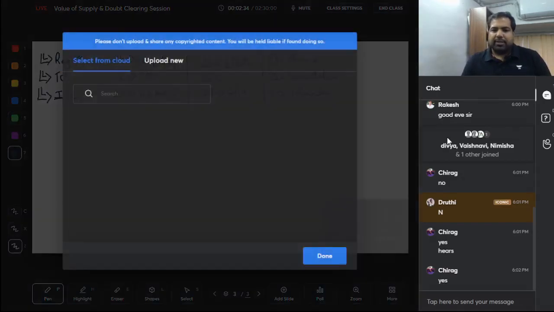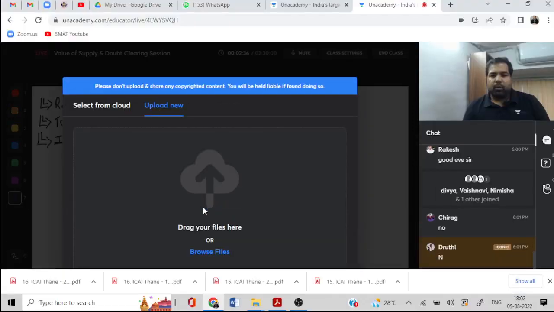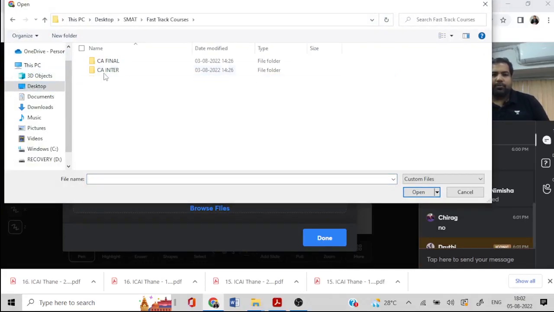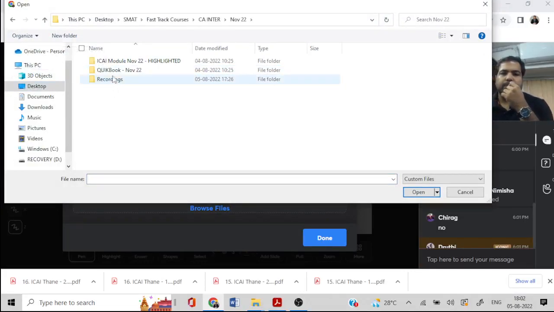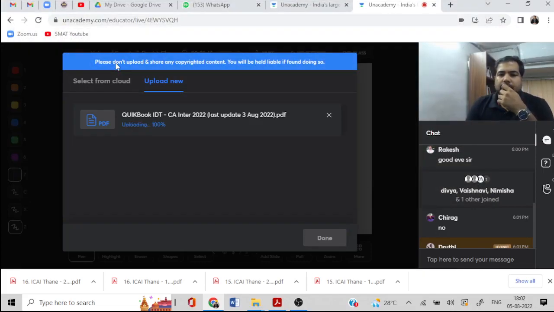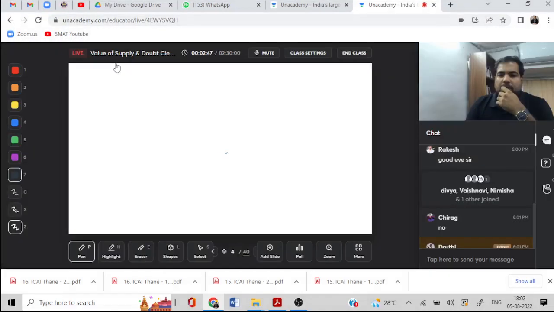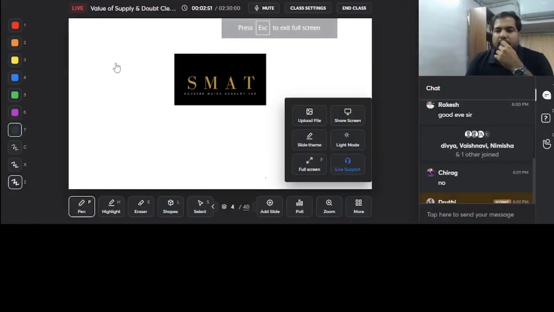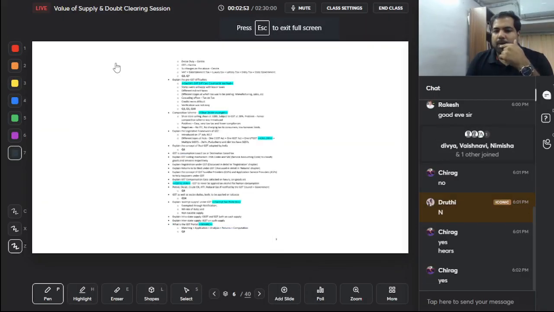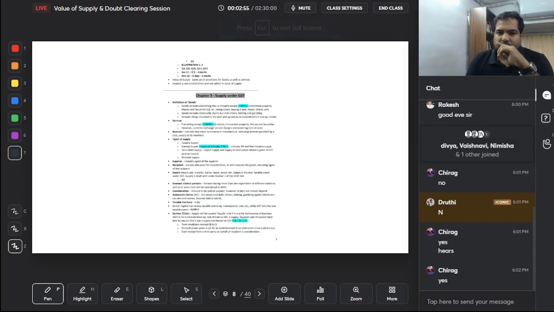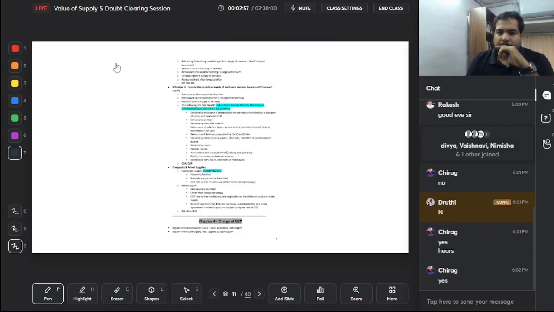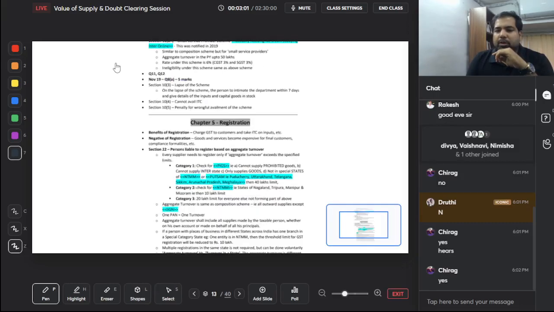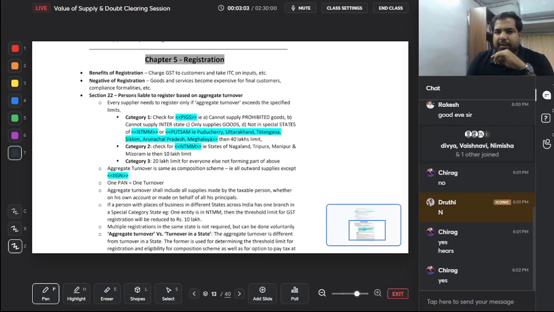In this session, guys, I'm just going to upload the Quickbook and the module. So first I'm going to upload the Quickbook. Here we go. This is the Quickbook, guys, and like you know, in the Quickbook, this is the chapter of registration. I have put the Quickbook in the same order as how we are discussing it.